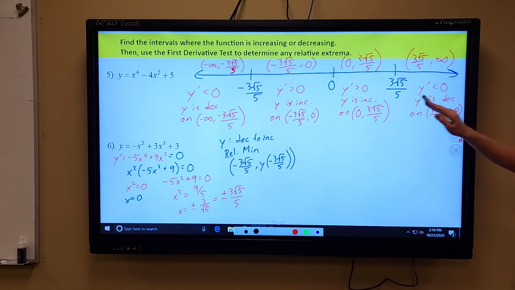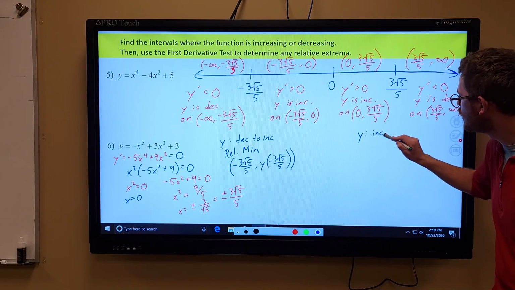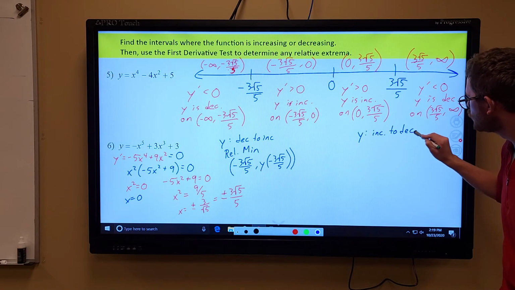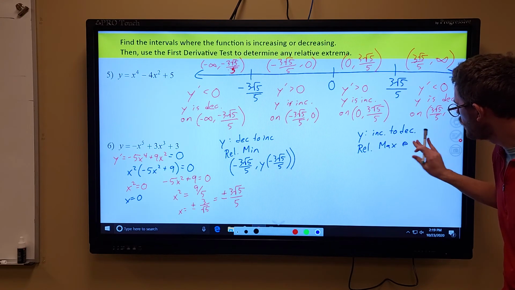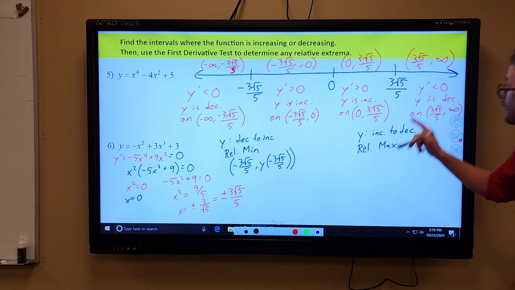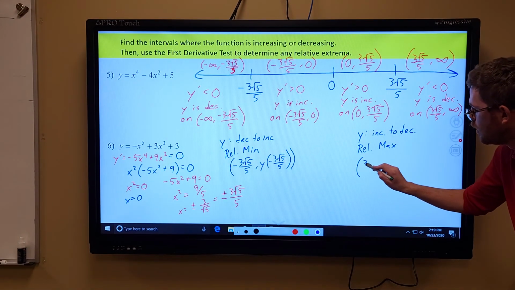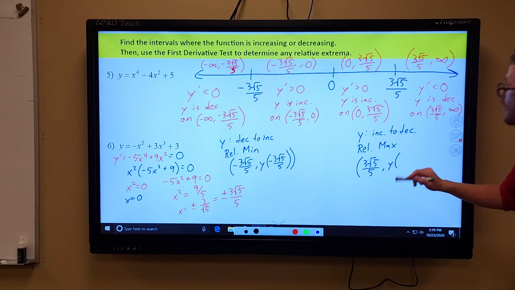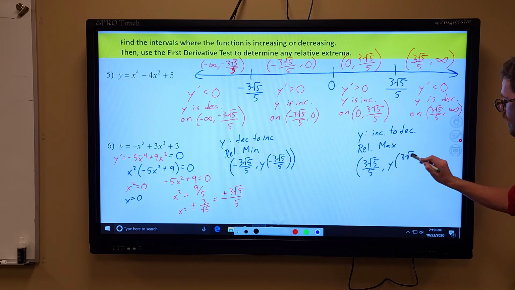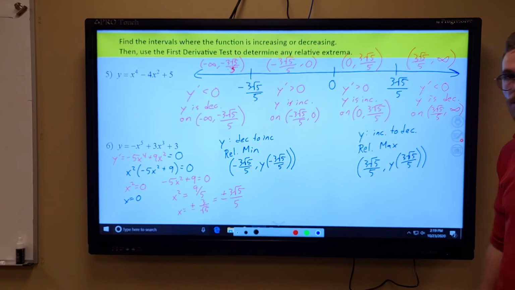It did change direction again right here, from increasing to decreasing. So y went from increasing to decreasing, which means we have a relative maximum. And that x value, again, would be just as crazy as that one over there. That is the x value. And so our y value we would get by taking that 3 root 5 over 5, plugging it back in, and we get our output.